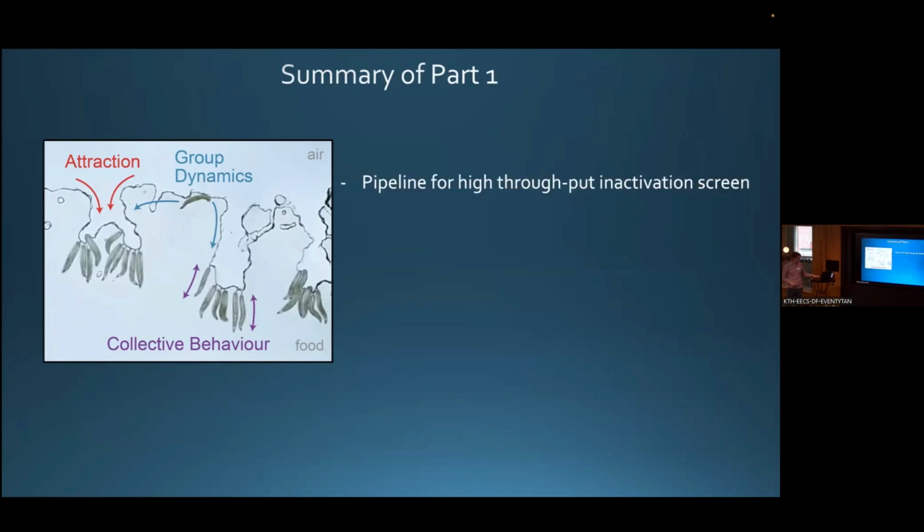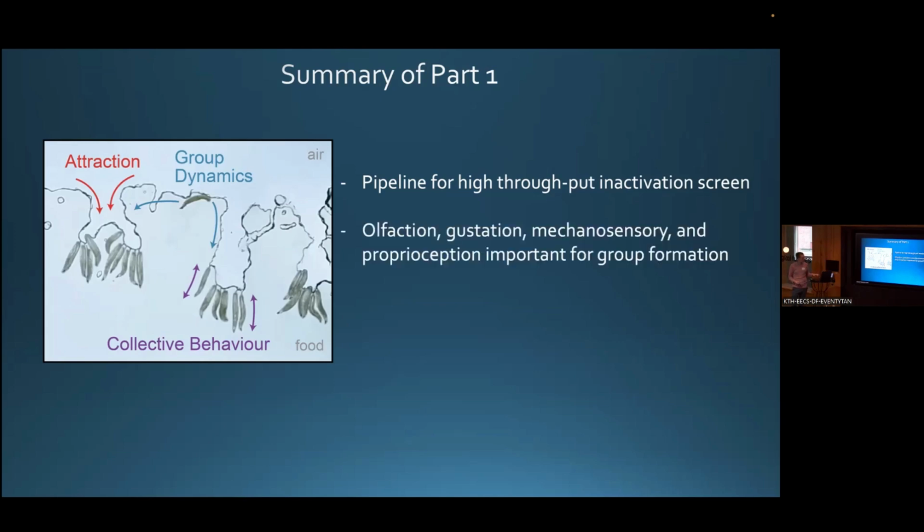Okay, so summary of this bit. Basically, we've made a pipeline for high throughput behavioral analysis while inactivating individual nodes in a connectome. And we know now that olfaction, gustation, mechanosensation, and proprioception are important in the first instance. I think it will become much more interesting as we get deeper into the brain and really discover new circuit motifs there. This is just the start. And we also, as I mentioned, have a method to link this behavioral data to the connectome.